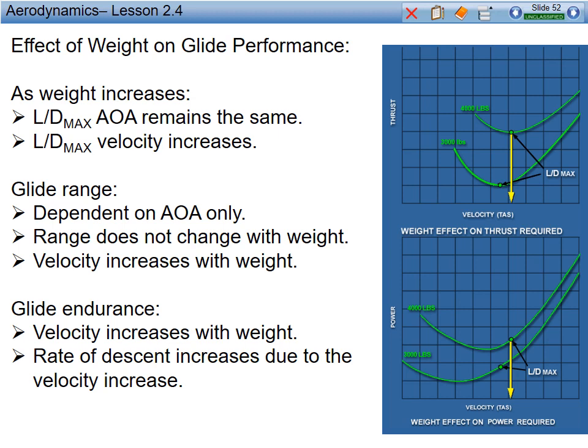Glide endurance: velocity increases with weight. Along with this, descent rate will increase. When the rate of descent increases due to the increase in velocity, glide endurance performance will decrease.